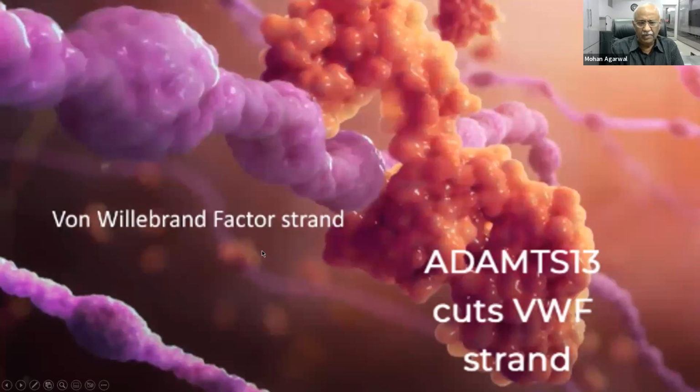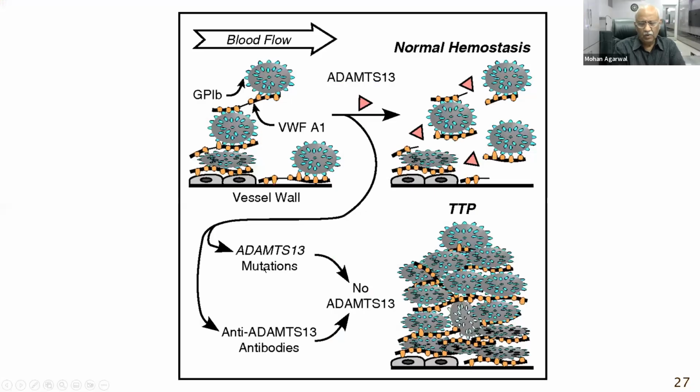So we have got von Willebrand factor strand, we have got ADAMTS that is cutting the von Willebrand. Just the cartoon showing you that. Now look at this diagram to understand what happens in this disease. So first we again recapitulate the normal hemostasis, in which there is von Willebrand factor, there is ADAMTS. This ADAMTS is breaking von Willebrand factor into small fragments.